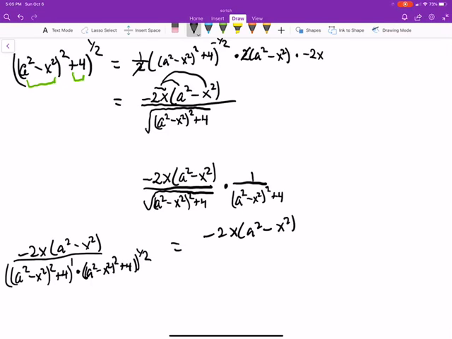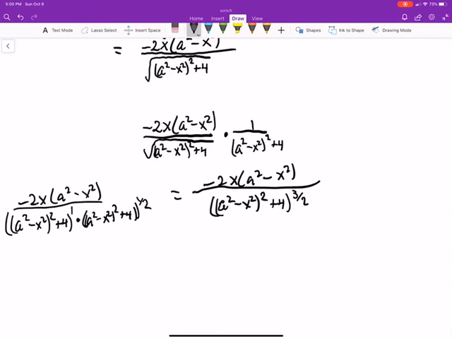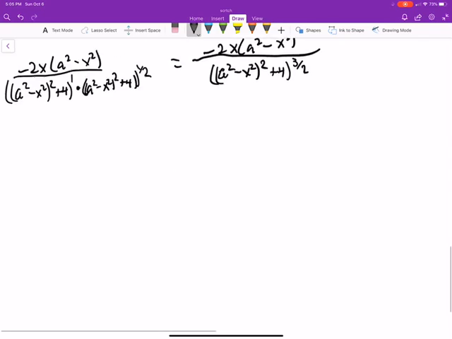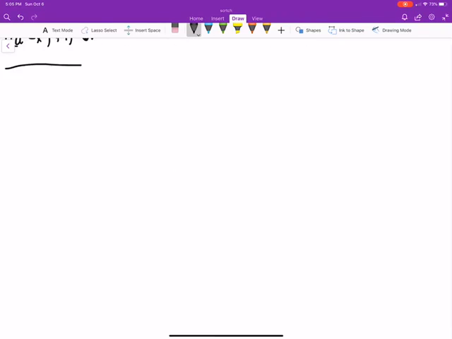What is that, 3/2? So that's just a squared minus x squared squared plus 4 to the 3/2 power. So just adding our exponents. When you're multiplying, you can add the exponents. Cool. So that was messy, but it's the quotient rule. So that's just kind of the way it goes.